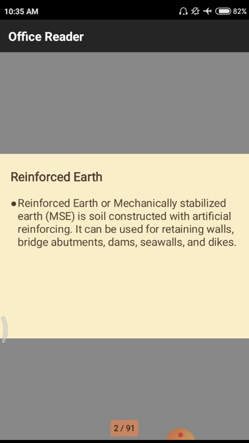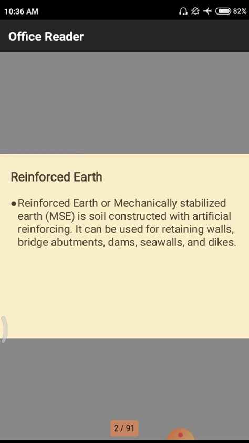Normally, reinforced earth or mechanically stabilized earth is a soil constructed with artificial reinforcement. That means reinforced earth and mechanically stabilized earth are both synonyms in our civil engineering terminology. First of all, reinforced earth means some quantity of reinforcement is induced in the earth structure to improve its stability. Okay, it is called reinforced earth.